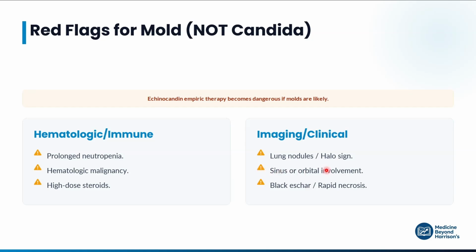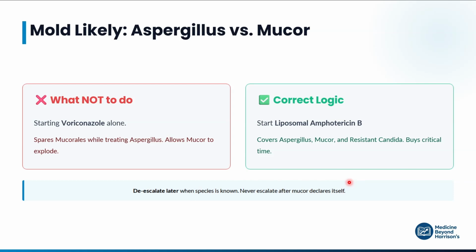So in the presence of lung nodules, halo sign, sinus or orbital involvement, black eschar, rapid necrosis, in all these cases also, you must go for a higher-end antifungal and not the echinocandin. So mold likely, so Aspergillus versus Mucor, that you also need to know.